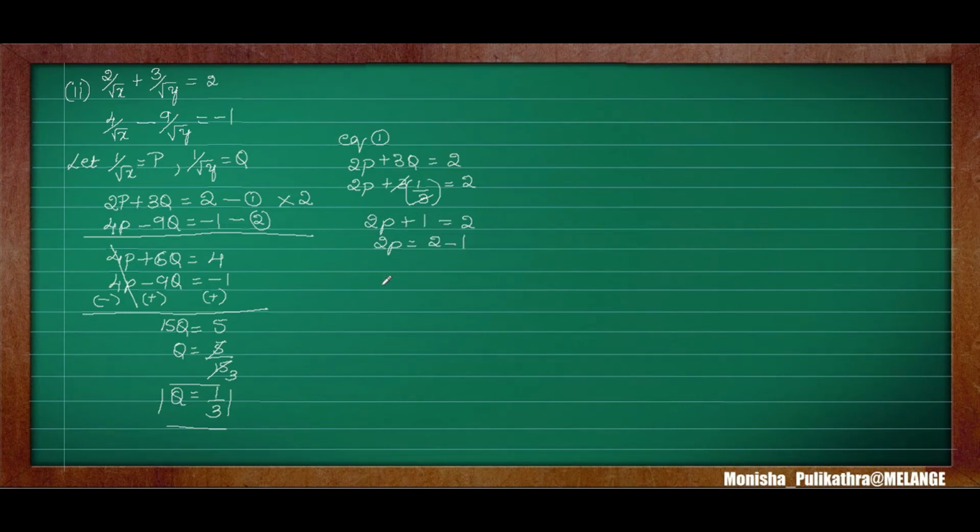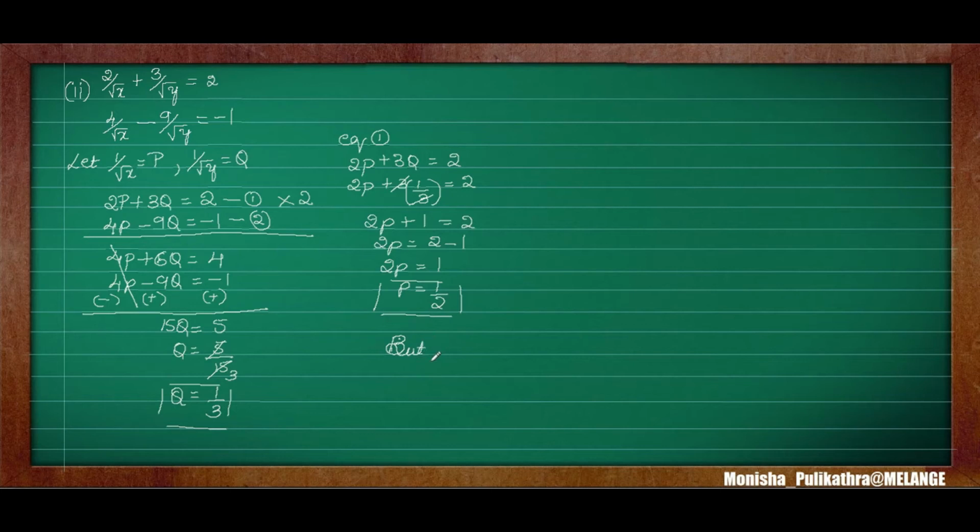If I shift this side, it will become minus 1. So 2p is equal to 1, so p is equal to 1 by 2. So we got the values for p and q. But we had substituted p as 1 by root x and q as 1 by root y.